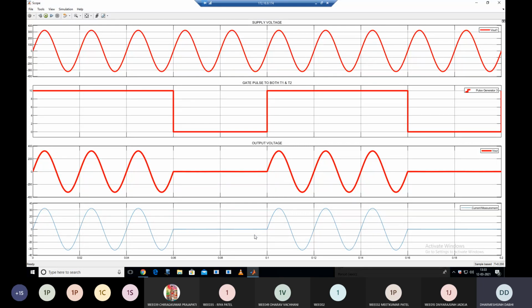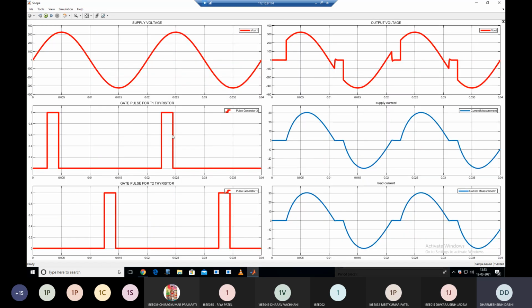Clear? So what is the advantage of this method, integral cycle? Because here your phase is not distorted when you control the output voltage. So that's why when you do the FFT analysis of this output voltage, it contains less harmonics as compared to the phase angle control techniques.